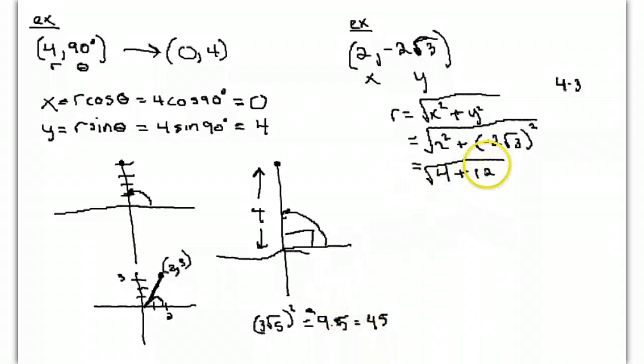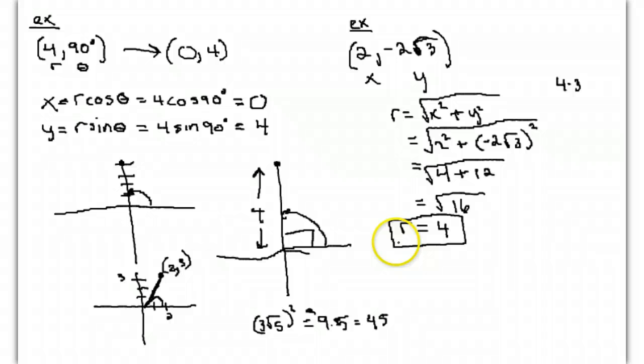And so up here we got negative 2 square root of 3 squared, so that gives us 12. So when we add this inside up, we're going to have the square root of what? 16. Square root of 16 comes out to what? 4. So that's your R.